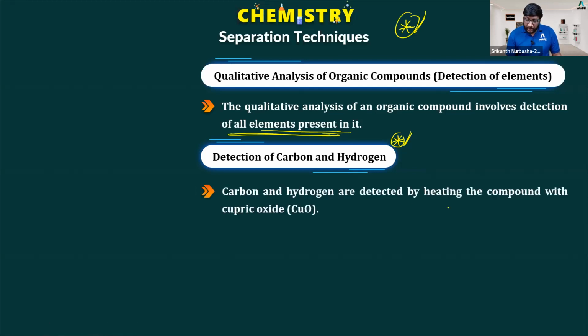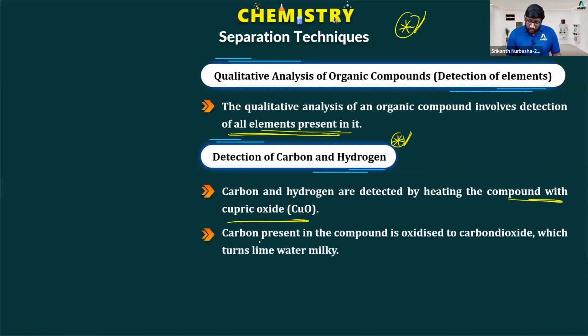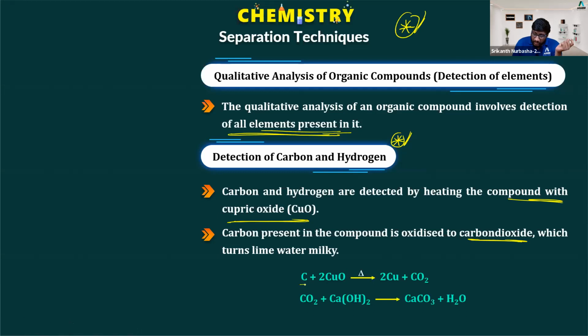Carbon and hydrogen are detected by heating with cupric oxide, CuO. Carbon present in the compound is oxidized to carbon dioxide, which turns lime water milky. That is, C will be converted into CO2. The carbon of the organic compound treated with CuO at high temperature forms Cu and CO2. That CO2 reacts with Ca(OH)2 and forms CaCO3. The lime water turns milky; CaCO3 is milky white.